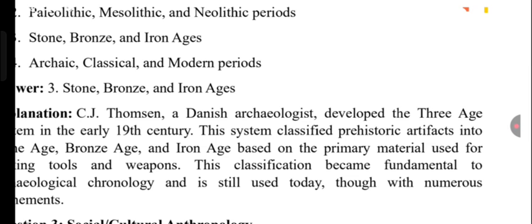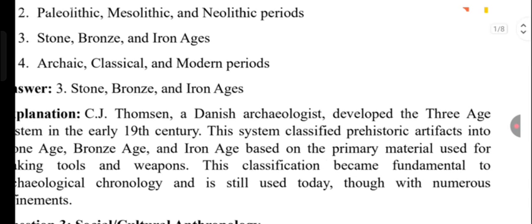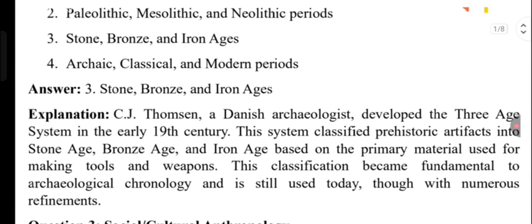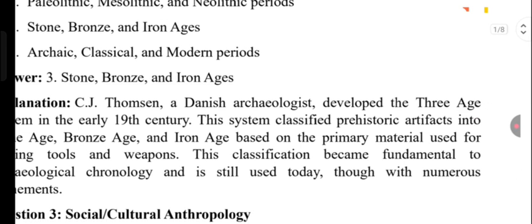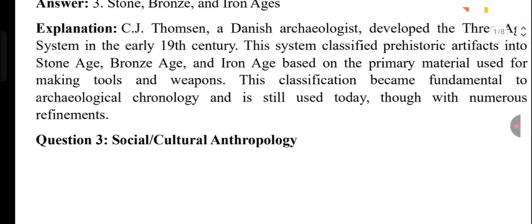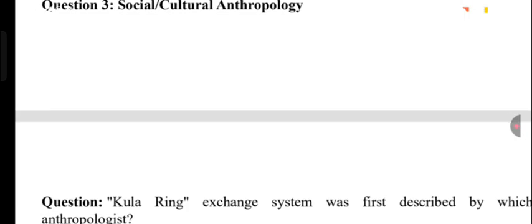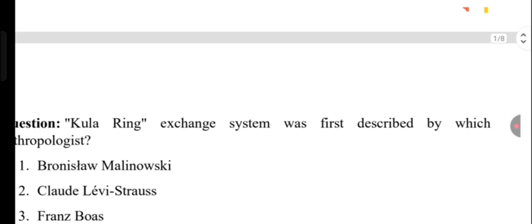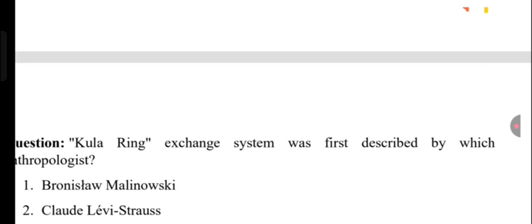Okay. So C.J. Thomsen, a Danish archaeologist, developed this concept in the early 19th century. And he classified prehistoric artifacts into Stone Age, Bronze Age and Iron Age based on primary material used for making tools and weapons.